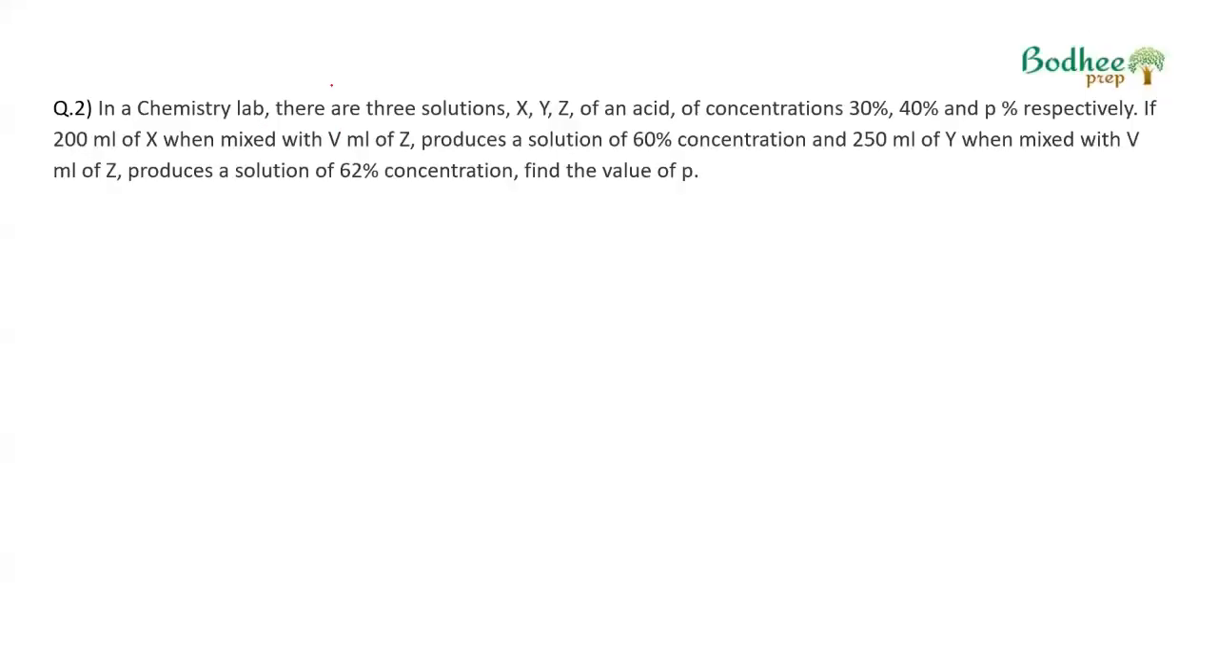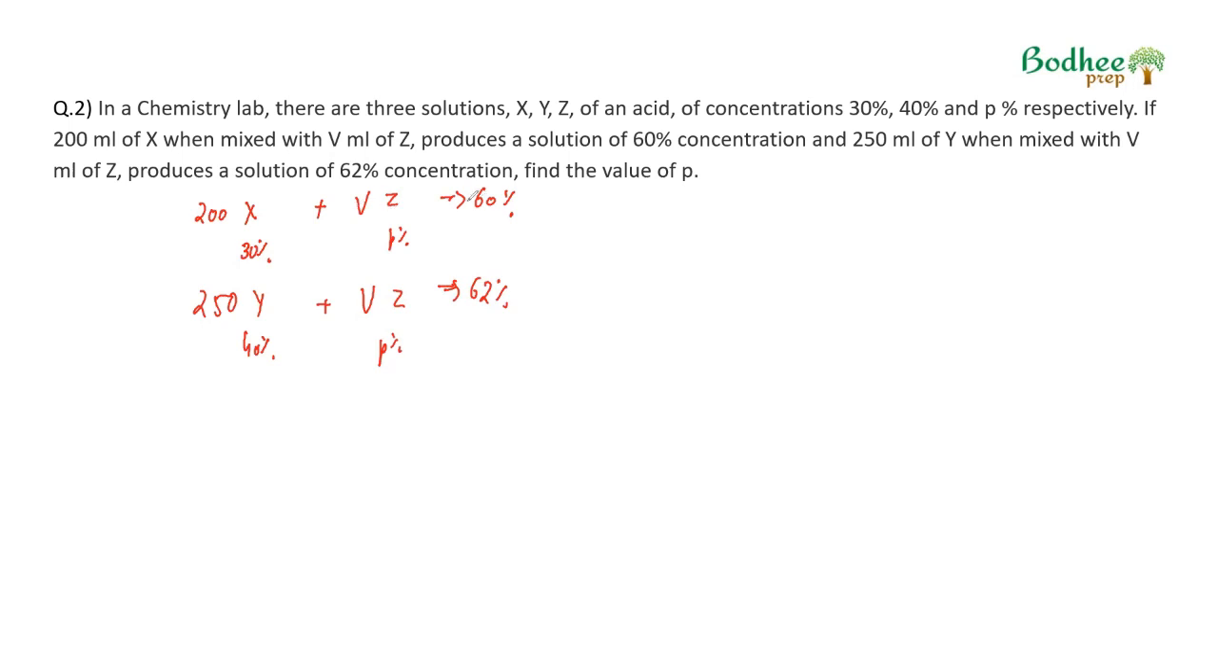In a chemistry lab, there are 3 solutions X, Y, Z of an acid. Concentrations are 30, 40, and P%. If 200 ml of X, which is 30% acid concentration, is mixed with V mL of Z, Z is P% concentration, we get a solution of 60% concentration, whereas 250 ml of Y, which is 40% acid concentration, mixed with V mL of Z, which is P% concentration, we get a 62% concentration.